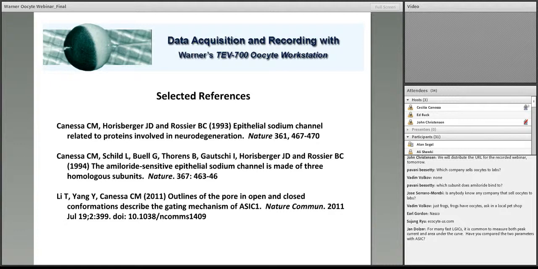I believe, yes. One of the questions that I have is, what is the endogenous conductance in oocytes in the absence of expressed channels?